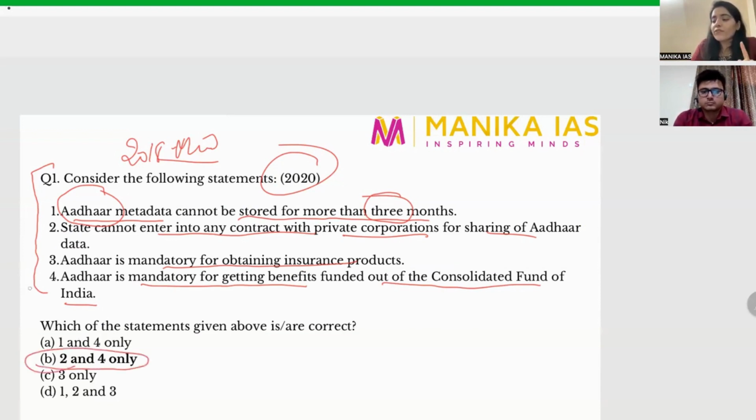Because the moment you know 4 is correct, you are left with 2 options, 1 and 4, or 2 and 4. Instead of dwelling on this minor fact, you have to understand that the question was either we can breach the privacy or not. So automatically the statement B became right. Option B became right. Now look into the next question.